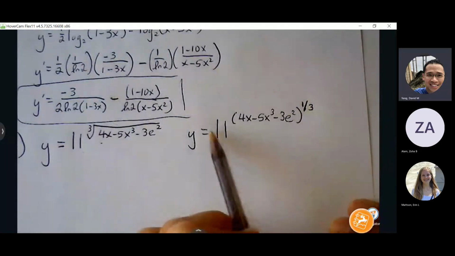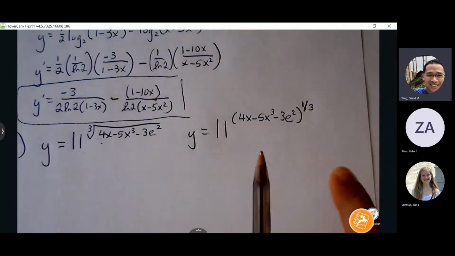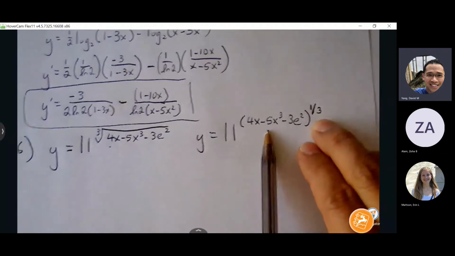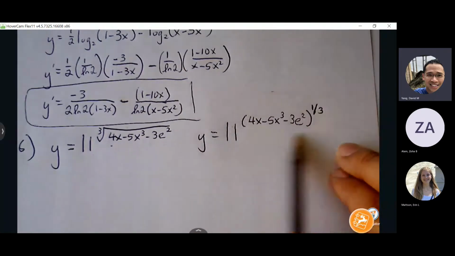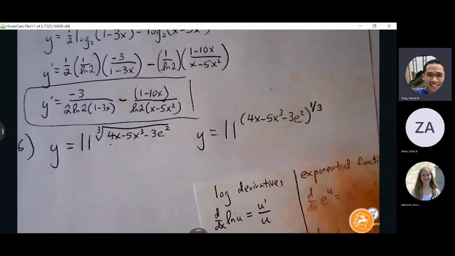Now, we can't bring this 1/3 down in front. There's no log property. We have to leave it there, right? There's no natural log or log. This is stuck in this form. But we can still find the derivative. We just have to go through a little bit of chain rule once we get to this upper portion. But let's see what the rule says. Take it step by step.